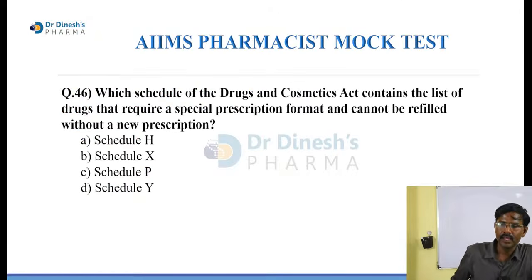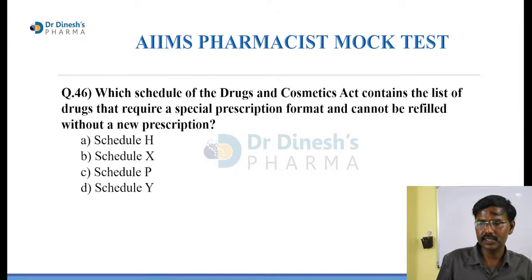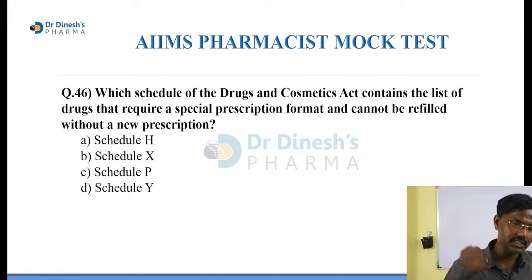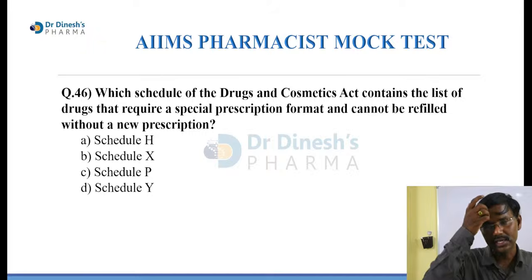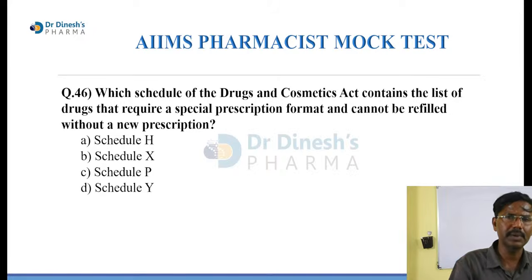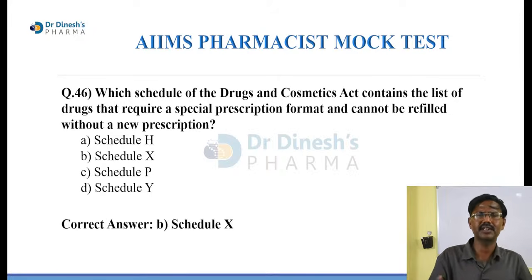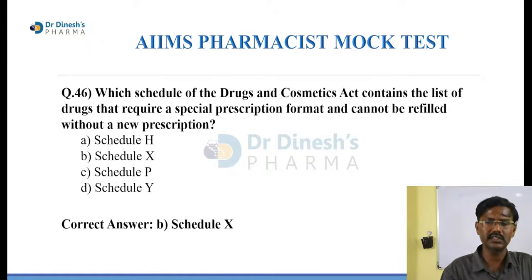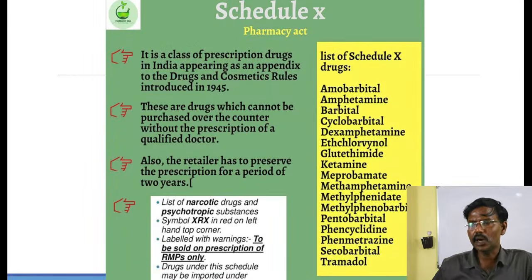Next, pharmacy. Which schedule of drugs in the DC Act contains the list of drugs that require a special prescription format and cannot be refilled without a prescription? If there is no new prescription, you cannot give drugs on an old prescription. Which drugs? Schedule H, Schedule X, Schedule P, Schedule Y. Whatever the Schedule X drugs are, like sleeping pills. What are the sleeping pills? Diazepam, especially diazepam, lorazepam, nitrazepam. These types of drugs are morphine-related drugs, right? So those are analgesic, narcotic analgesic. These drugs cannot be prescribed unless they have a new prescription. That is Schedule X, very important.